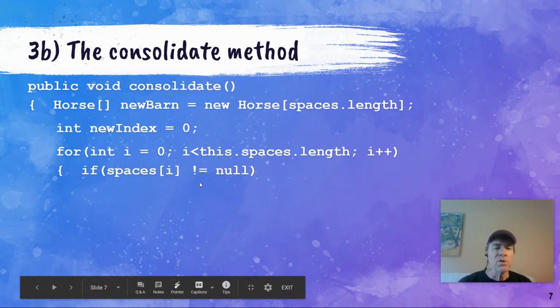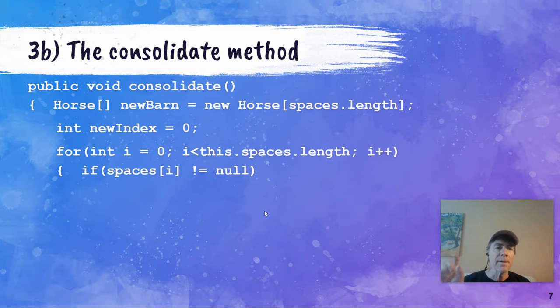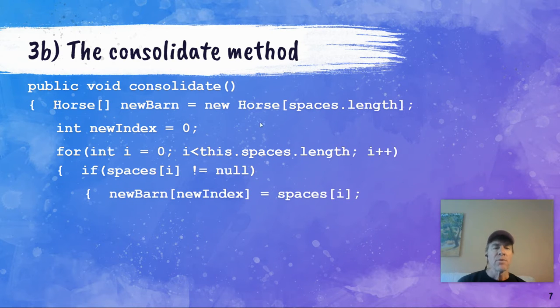And what am I doing here? I'm checking to see, is it not null? If it is not null, I'm going to put that horse into my new barn. How do I do that? Remember that I've got this new index that's keeping track of where we are in this array up here. And I'm going to put it at i. So i is going to increment all the way along, and new index is only going to increment when there's a horse at a given element.